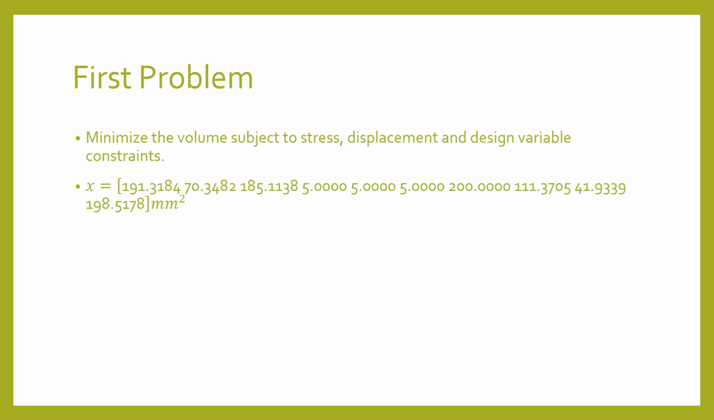The result suggests that bars 4, 5, and 6 use the minimum cross-sectional area. Bars 1, 7, and 10 use almost the maximum allowable area. Other truss members are between 100 and 150 mm square.